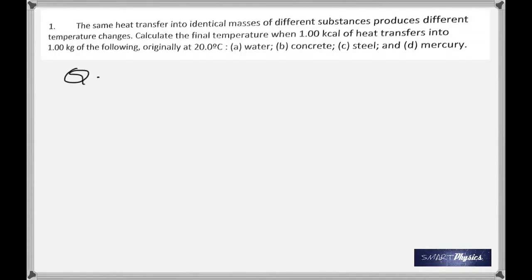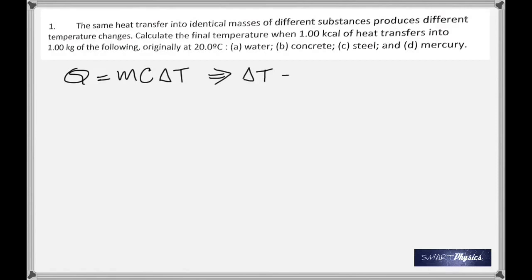Well, here are the problems on heat and transfer of heat. Question number 1. It talks about heat transfer into a mass. Remember that the equation for heat transfer is quantity of heat is equal to the product of mass, the specific heat, and the change in temperature. So Q is mc delta T. C is the constant for each material.